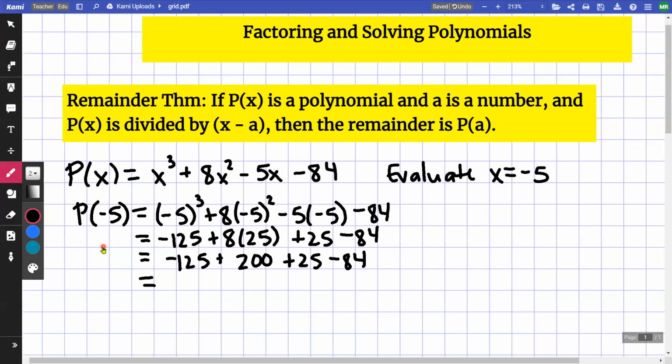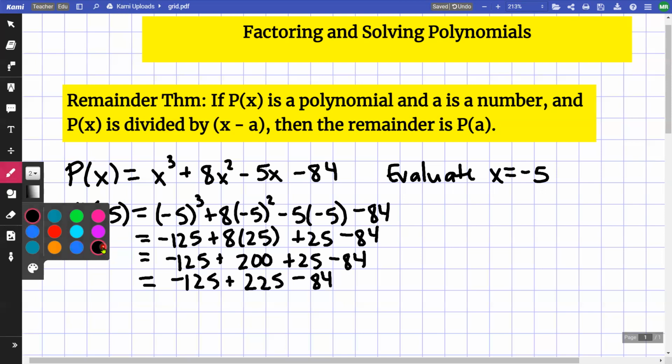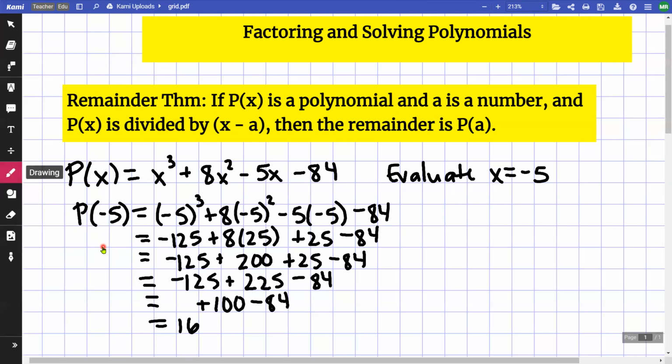Let's say that I take and I add these two together, and I get 225. Okay, so I'm adding these two together. Then I have minus 84. So that would be a positive 100 minus 84, which would be 16. So P of -5 is equal to 16.